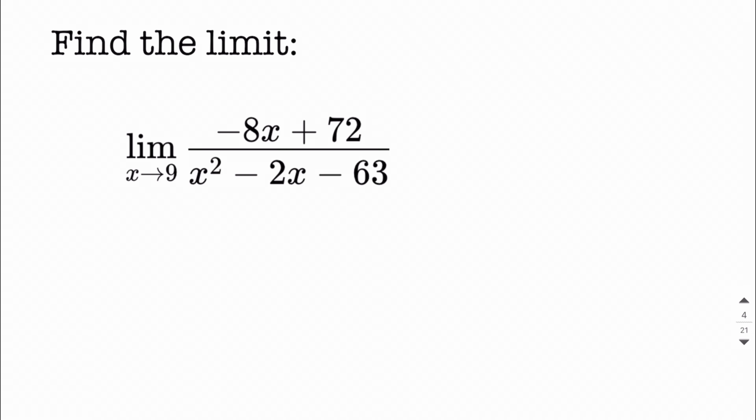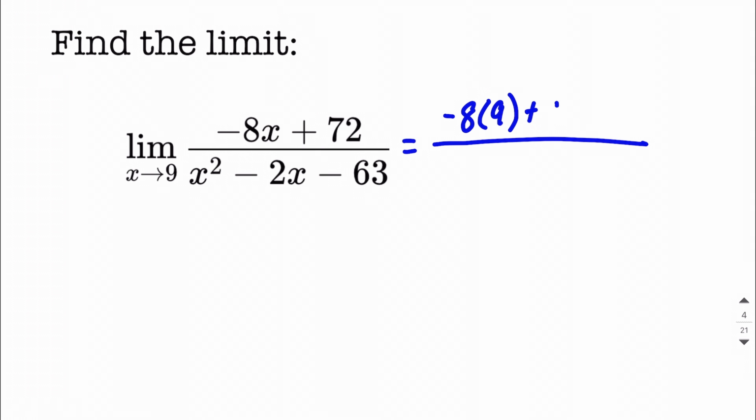Let's talk about how to find the limit as x approaches a number, in our case, this 9. So the very first thing you always want to do is evaluate your function at that given value for your variable. To do that, we'll replace our variable, x, with 9 in this case. So the 9 gets replaced in both the numerator and the denominator, and then we'll go ahead and simplify this down.